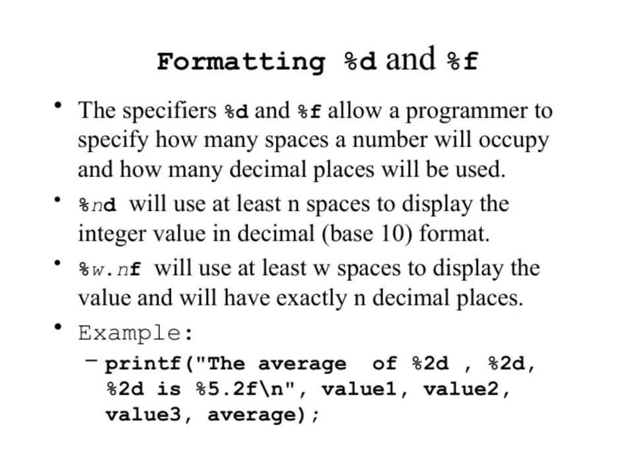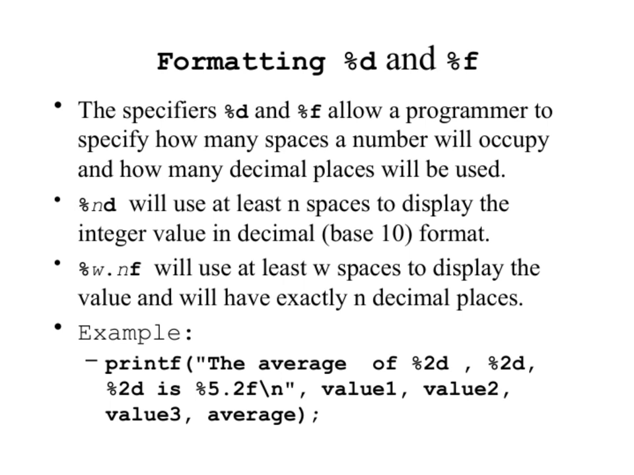Now, let's talk about the specifiers %d and %f, which are essential for formatting output in C. These specifiers let us control how numbers are displayed, specifically in terms of spacing and decimal places. The %nd format, where n is a number, tells the compiler to use at least n spaces to display an integer in decimal format. This is useful when you want your output to be neatly aligned, especially when printing multiple numbers side by side.